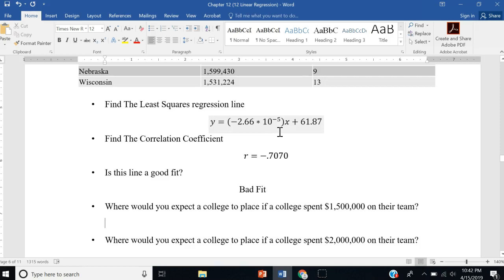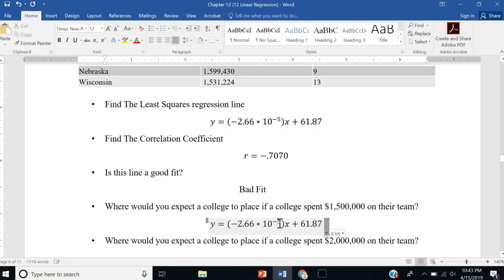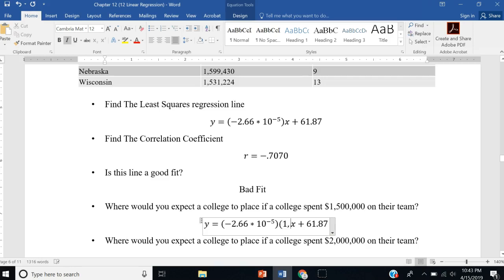However, if on the test or on a homework it says, can we predict this if a college team spent 1,500,000? Go ahead and do it. Go ahead and put in the actual line, and for x, just replace it with whatever number we're dealing with. In this case, 1,500,000.